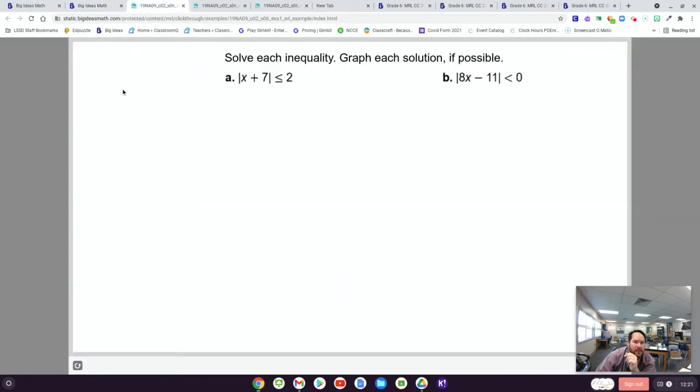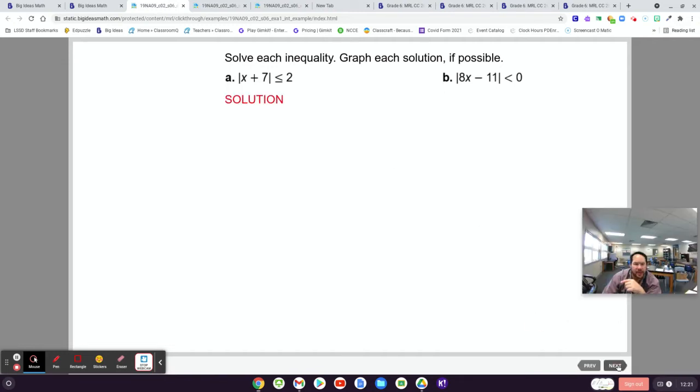Okay, moving on to some problems now. So first, solve this inequality. The absolute value of x plus 7 is less than or equal to 2. When we solve this, we're going to have to set up two different inequalities. What do you think those two inequalities are?